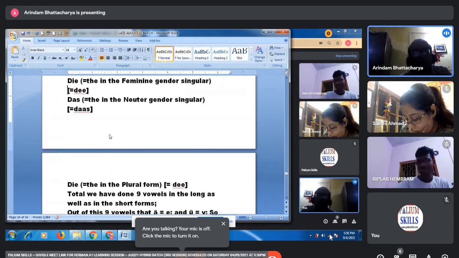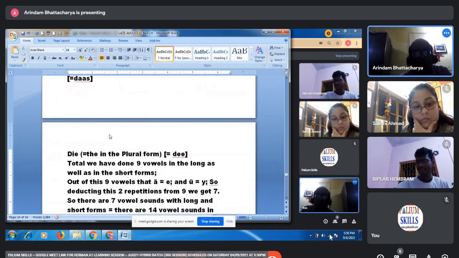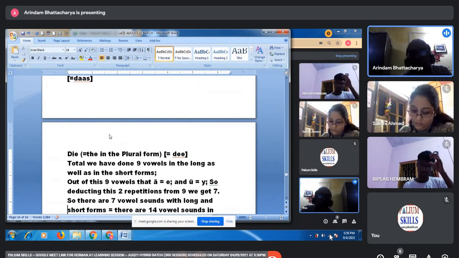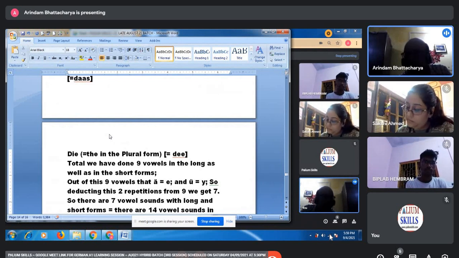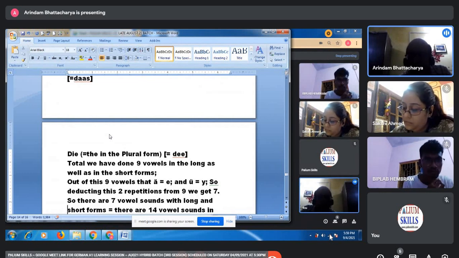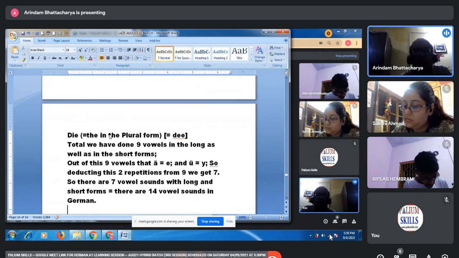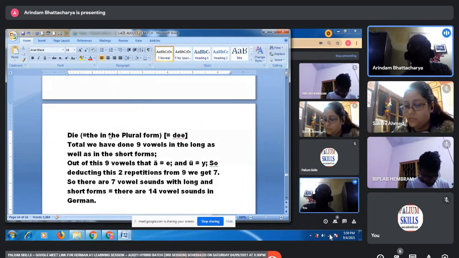Now, we find that we have a total of 9 vowels in the long as well as in the short forms. So actually there are 9. Out of these 9 vowels, A umlaut is equal to E and U umlaut is equal to epsilon. So deducting these 2 repetitions from 9, we get 7. So there are 7 vowel sounds with long and short forms. There are 14 vowel sounds in German in all.